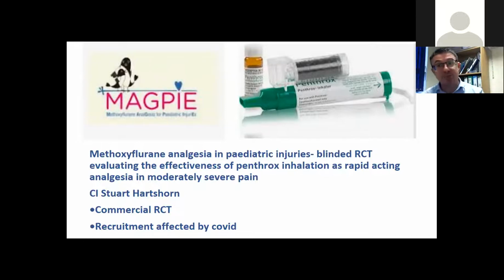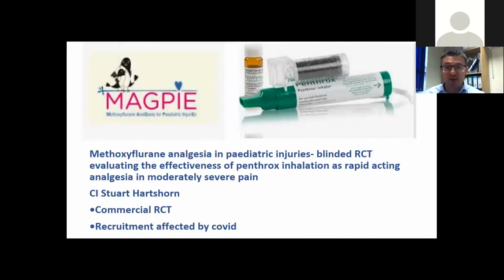A study which has been going on for a long time because it's very difficult to recruit to is MAGPIE. This is Penthrox. Those of you who have worked in Australia may have heard it called the green whistle. This is basically a portable Entonox, and it's been licensed in Australia for a decade. No safety problems, no problems at all.